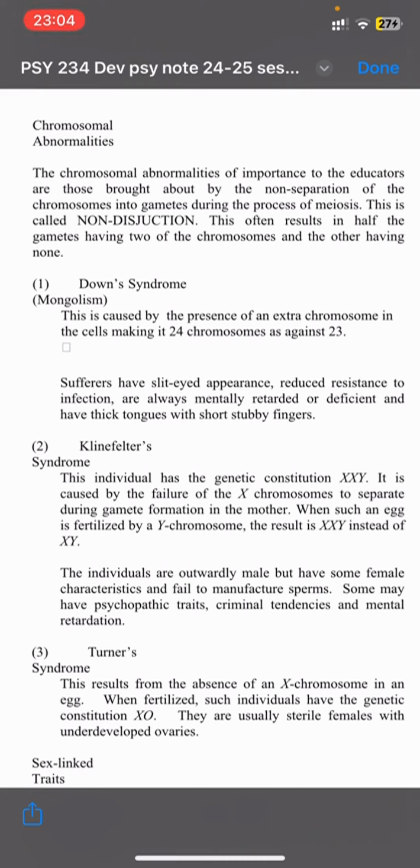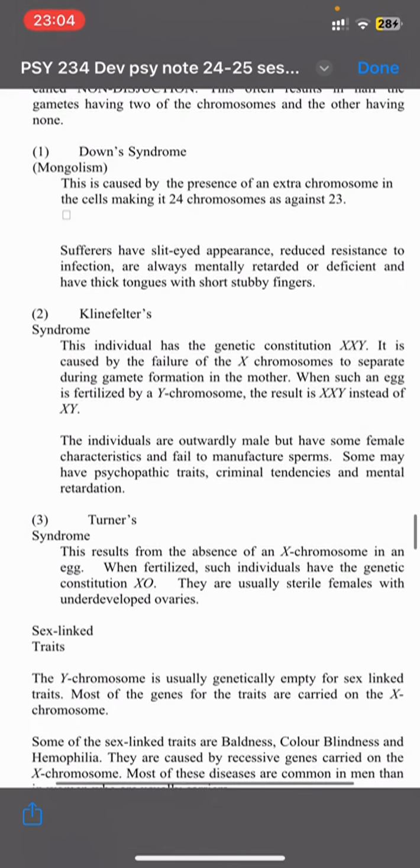So now 2 came out, XY. 2 of the mother's came out. Now, the individuals are outwardly male but have some female characteristics and fail to manufacture sperm. So sterile. I think we've spoken about this before. Some may have psychopathic traits, criminal tendencies, and mental retardation. Wow. Serious.